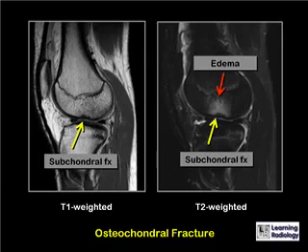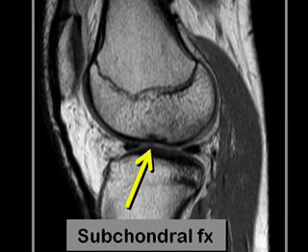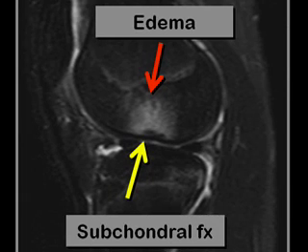These are the sagittal views of the same patient. On the T1 weighted image, the yellow arrow is pointing to the subchondral fracture. On the T2 weighted image, the red arrow points to the bone edema and the yellow arrow to the subchondral fracture.